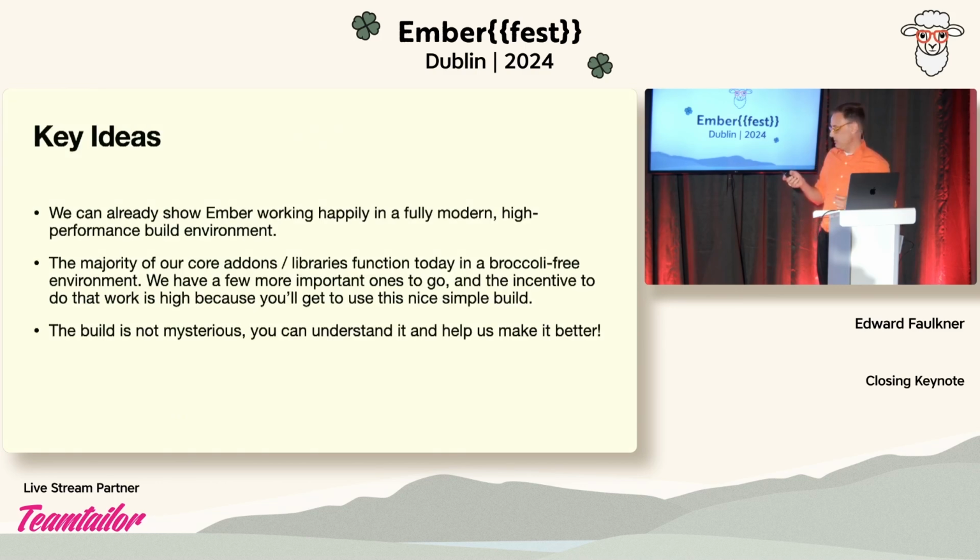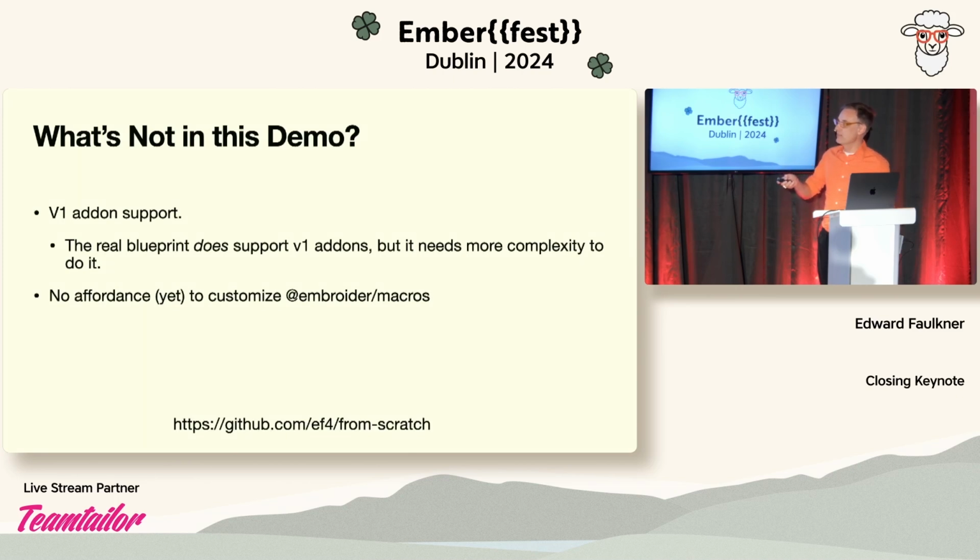So what's not in this demo, right? I was careful here to not hit any V1 add-ons. That's why I was able to go so far without adding a bunch of additional machinery and infrastructure to make things work. The real blueprint, the one that Chris pointed you at, that's in the Embroider organization on GitHub, does support V1 add-ons, and it needs quite a bit more setup to do that because it has all of the traditional Ember CLI machinery. You have an Ember CLI build.js. There's more to it because it's much more capable, and it can do many more things in terms of supporting all your add-ons. This demo, though, really paves the way to show what the modern goal state looks like, right?